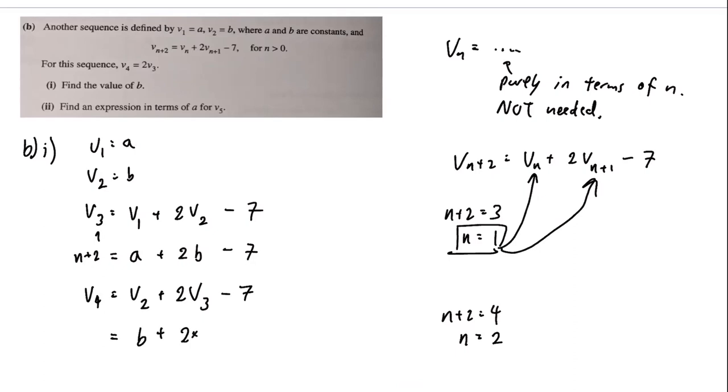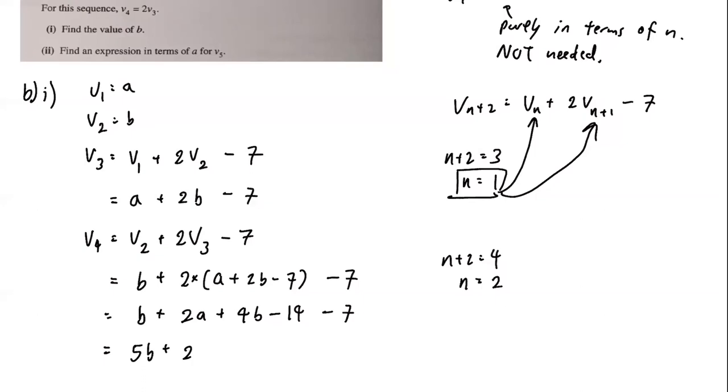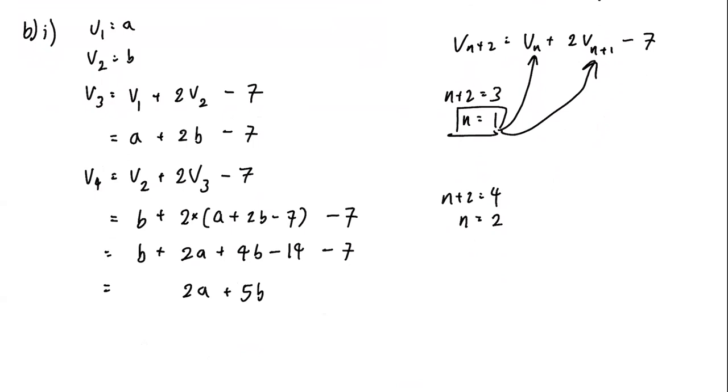What's 2 times v3? What's v3? Oh, v3 is not a, it's not b, it's actually this guy here. Maybe I erase away this n plus 2 to be less confusing. v3 equals a plus 2b minus 7. So substitute in over here: open bracket, a plus 2b minus 7, then followed by our minus 7. Simplify everything, distribute the 2: 2a plus 4b minus 14 minus 7. 4b plus b, 5b plus 2a. Maybe I like my b on the right side, so I'll get 2a plus 5b, then minus 21.